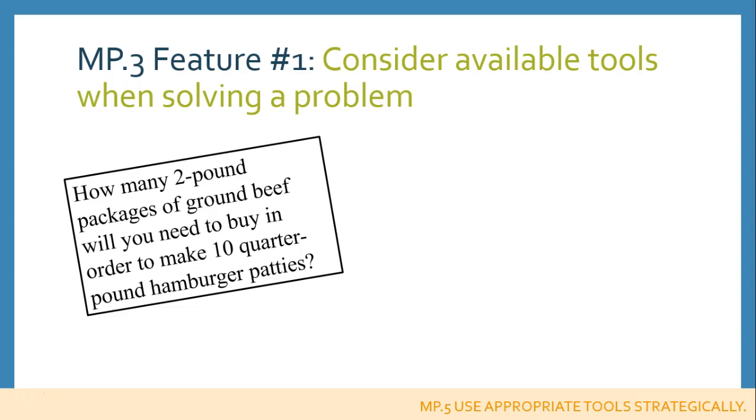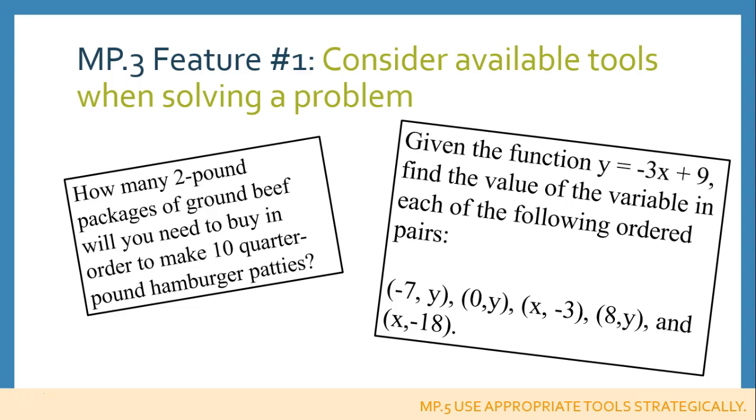At a higher level, when given the function y equals -3x plus 9, students could be asked to find the value of the variable in each of the given ordered pairs. Some students will reach for pencil and paper in order to solve this using substitution. Some will also use a calculator for computation during the substitution process. Other students will see that they can set up a spreadsheet that can quickly find the values of several ordered pairs and use that as a tool to answer this question.